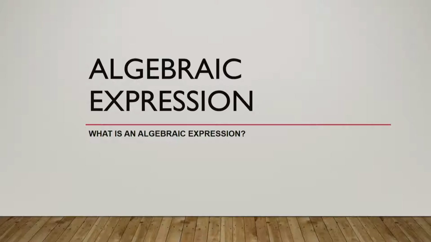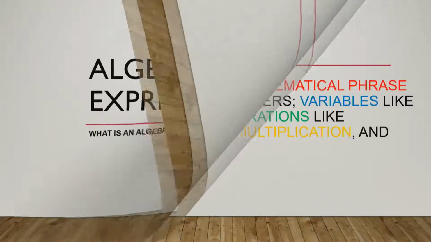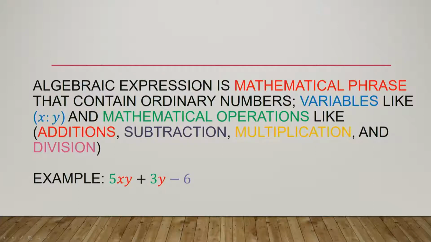When we talk about algebraic expression, let us explain it. An algebraic expression is a mathematical phrase that contains ordinary numbers, variables like x and y. It may not be limited to x and y. It may be A, B, C, D, all the alphabets, any alphabet. So they will be classified as variables. And mathematical operations like addition, subtraction, multiplication, and division.